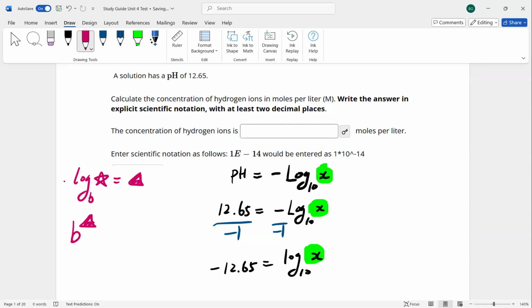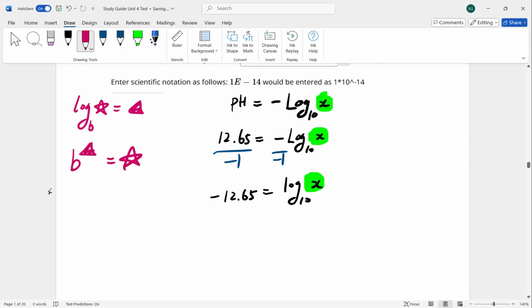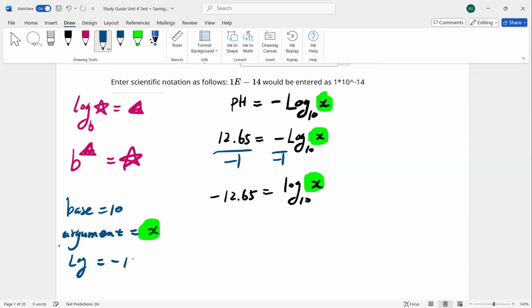Base is, carry the log on the shoulder, equals argument, right? We're going to do the same thing. In this case, the base obviously equals 10. The argument is the green concentration, and so on, very long. And the log is negative 12.64.